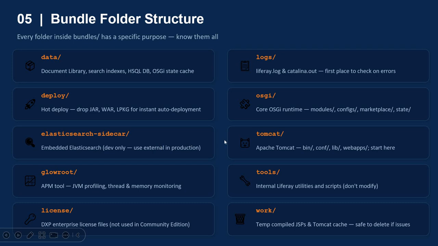Elasticsearch sidebar, again, you can see, guys, Tomcat bundle. Tomcat is basically the root of your Liferay bundles, which have all these useful folders: bin, config, lib, webapps, start there. The start command is there, and there is a glowroot. This is APM tools: JVM profiling, thread, memory monitoring. So guys, earlier versions had no concept like this.